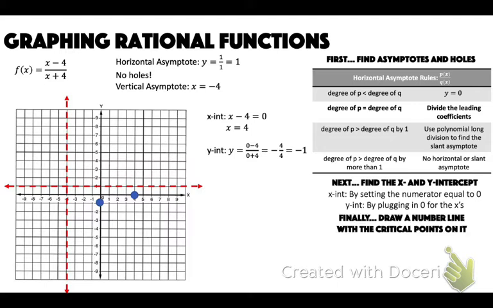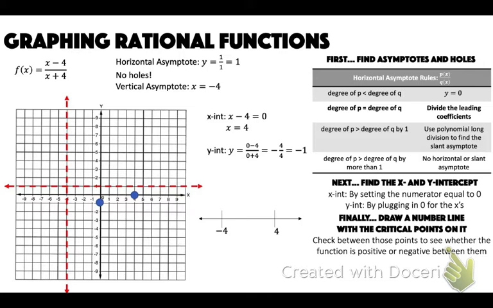Okay. Finally, we have to draw a line with the critical points on it, and let's just test points between them to see whether the function is positive or negative. Looking at my x and y intercept, I can kind of guess what this is going to look like, but this is a way to really make sure. So we're going to use the -4 and the 4, because for your critical points, I would look at where it is crossing the x-axis, okay? So at -4, we have an asymptote, and at 4, we have a point.